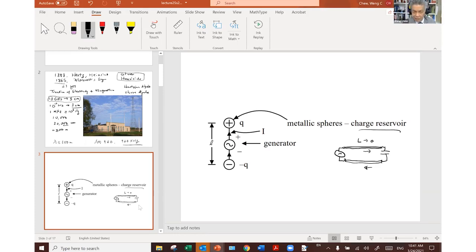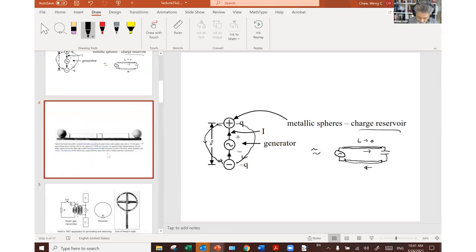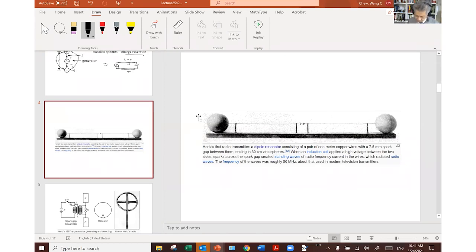The same idea is being applied by Hertz. What he did was that he used a sphere which is large enough so that there is a capacitive coupling. There is an electric field that goes from this sphere to the other sphere. So you can think of them as having capacitive coupling between them. And because they have capacitive coupling, you can think of the equivalent circuit as something like this. Okay. So how did he drive this antenna? Well, he made 2 spheres which are relatively large compared to the size of the wire.